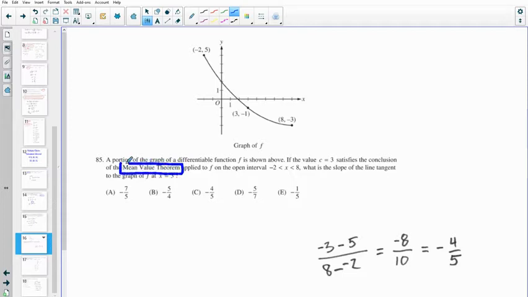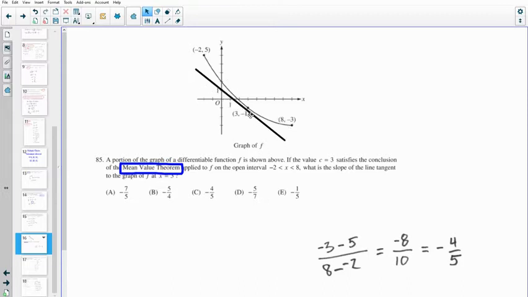Well, the mean value theorem says that on an interval, if this graph is continuous and differentiable on the entire interval, then the average rate of change, represented by the slope of a secant line between these 2 points, is equal to the instantaneous rate of change at some point on this interval. So average rate of change is just a slope, the slope of the secant line between these 2 points, y2 minus y1 over x2 minus x1.